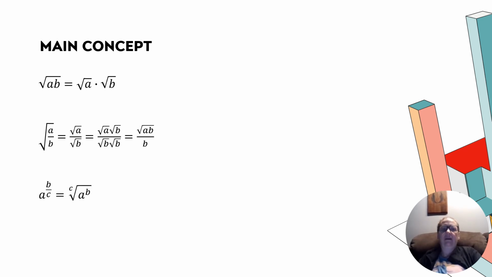Last but not least, we have our fractional exponents or rational exponents. We have a to the b over c power equals the same thing as the cth root. So if c, the denominator, is 2, we generally don't write the 2, but every other number we would write. So if it was a 3, we'd write the 3 as the index. That's what this is called. The little number in this little root box is called the index. To the a to the b power. So the numerator becomes the power of the number inside the radical.